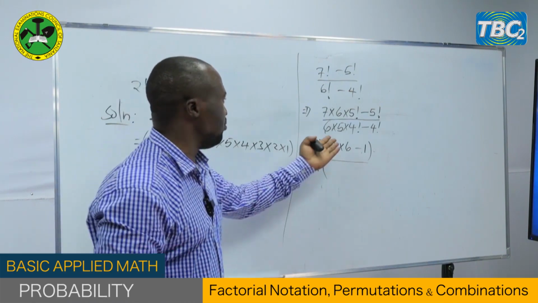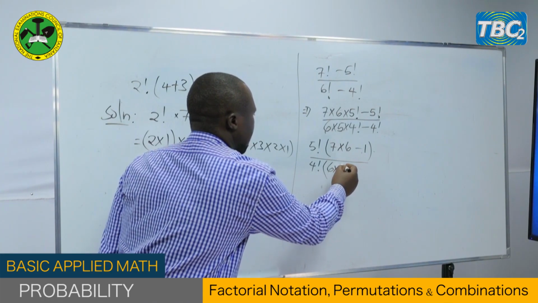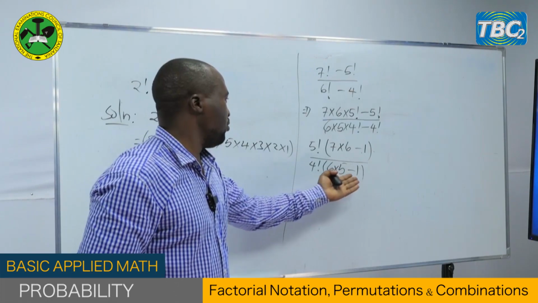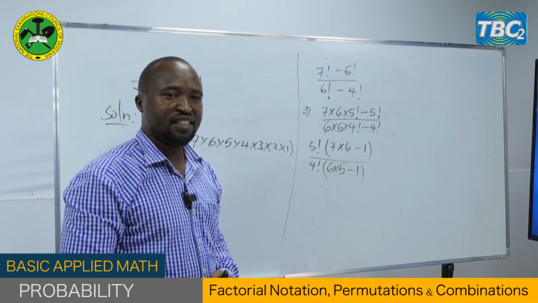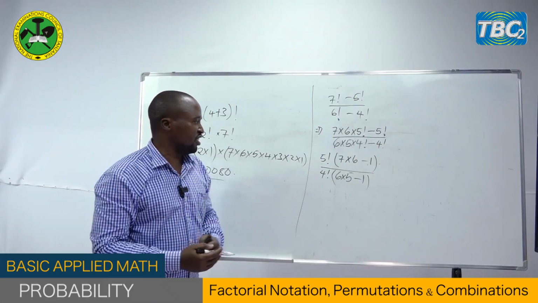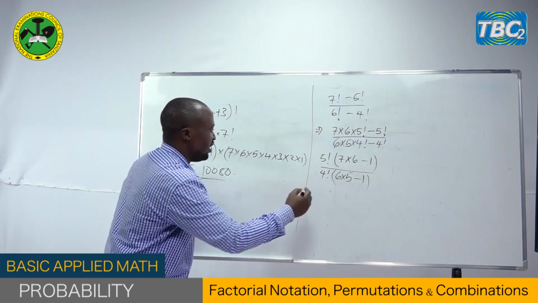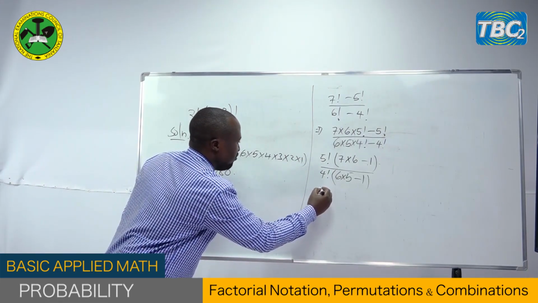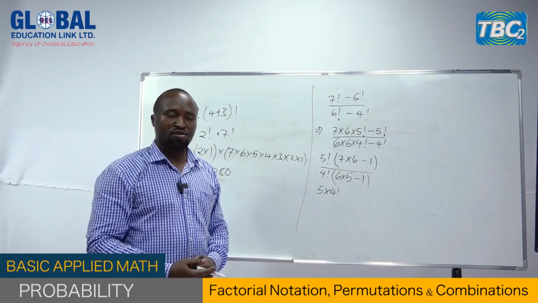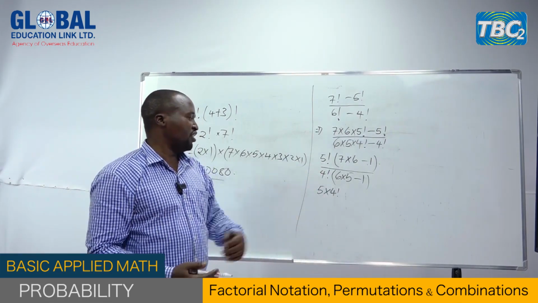My dear student, what will remain here? You can see we are going to have 6 times 5 minus 1. Why 1? Because 4 factorial is out of the bracket. Now, again, you can use factorial notation to simplify 5 factorial over 4 factorial, like that is 5 times 4 factorial. Now, why 4 factorial? Because remember, in our denominator side, we have 4 factorial.